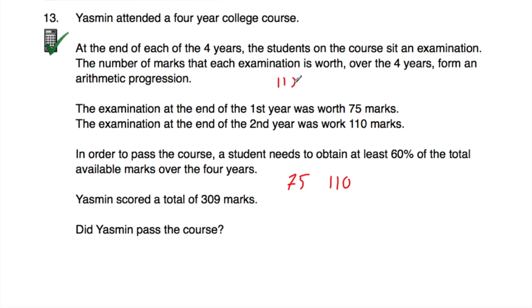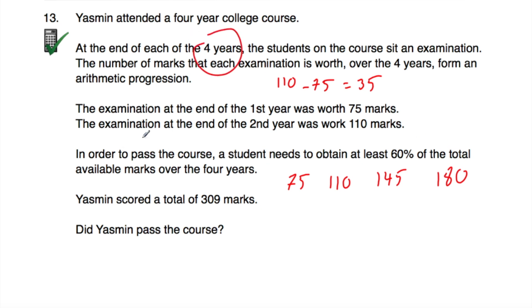So let's do 110 subtract 75. And if we do 110 subtract 75, that's equal to 35. So that means that every single year the examinations were 35 more marks. So 110 plus 35 is 145, plus another 35 would be 180. So that's how many marks are available for each of the examinations over the 4 years.